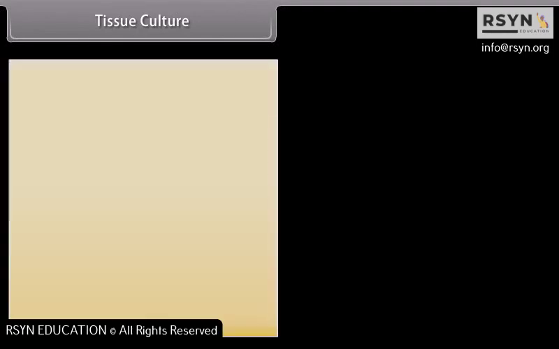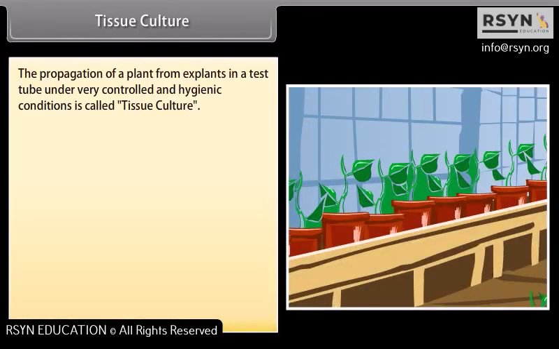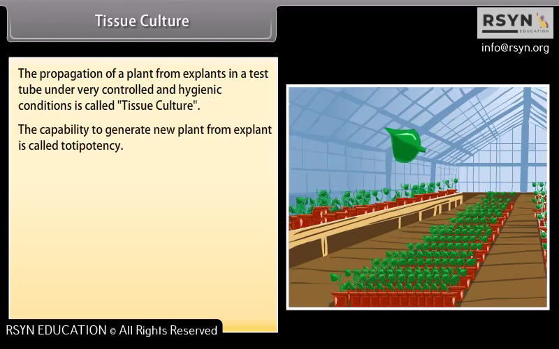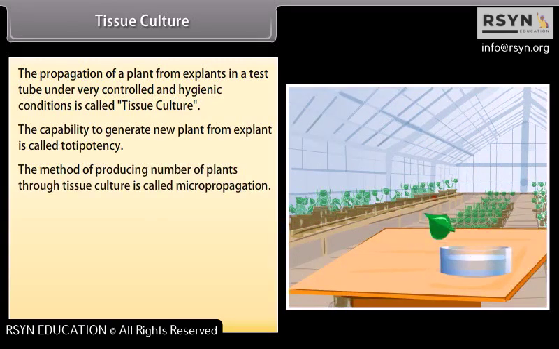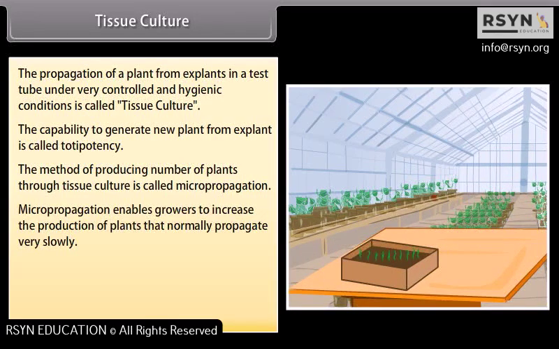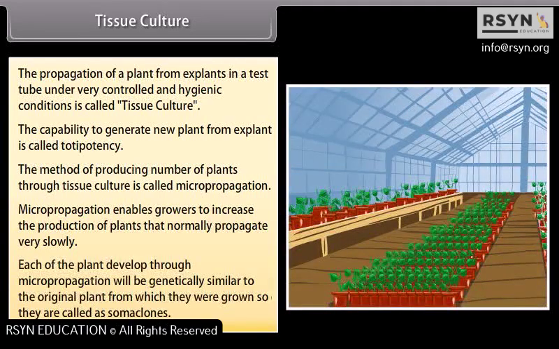Tissue culture: the propagation of a plant from explants in a test tube under very controlled and hygienic conditions is called tissue culture. The capability to generate a new plant from an explant is called totipotency. This method of producing a number of plants through tissue culture is called micropropagation. Micropropagation enables growers to increase the production of plants that normally propagate very slowly. Each plant developed through micropropagation will be genetically similar to the original plant from which it was grown, so they are called somaclones.